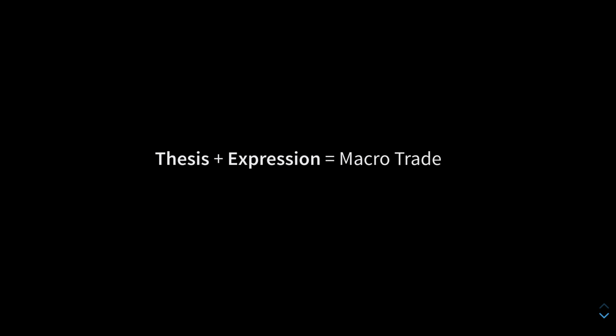A macro trade is basically composed of two parts. You have a thesis and then you have your expression. Your thesis is whatever your model, like it's synonymous with your model, your view, your signal, whatever it is that's giving you an idea of what to do or what to expect. Your expression, however, is how do you express that view?